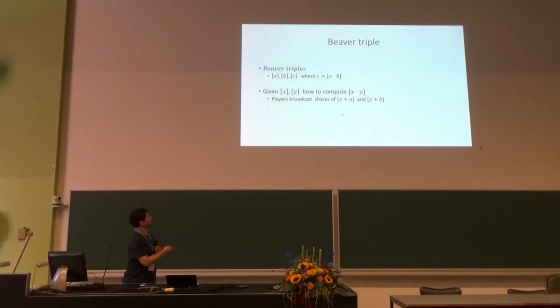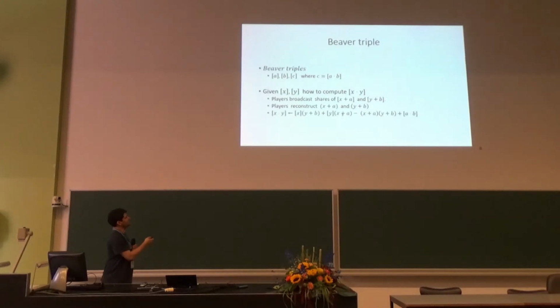The players can broadcast shares of X plus A and Y plus B. And then the players can reconstruct the values of X plus A and Y plus B. Then they can compute the sharing of X times Y by taking a sharing of X, multiplying it by Y plus B, then taking a sharing of Y and multiplying by X plus A. Then they subtract the product of X plus A and Y plus B, and then they add a sharing of A times B. So this is just the simple Beaver triple.